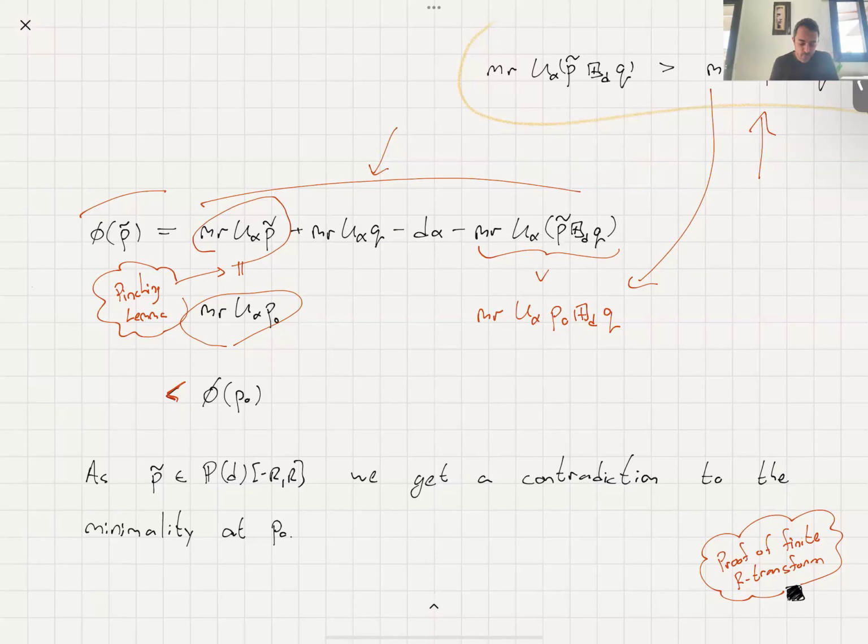And p tilde is one of the contenders, one of these elements here. It's in PD, and all of its roots are, by the pinching lemma, between minus r and r. So it's one of the contenders, but we just showed that it's strictly smaller than the minimum. And that stands in contradiction to the choice of P0 and to the existence of any polynomial P for which phi fails to be larger than 0. Good, so I know it's technical, but that's the proof of the finite R transform.